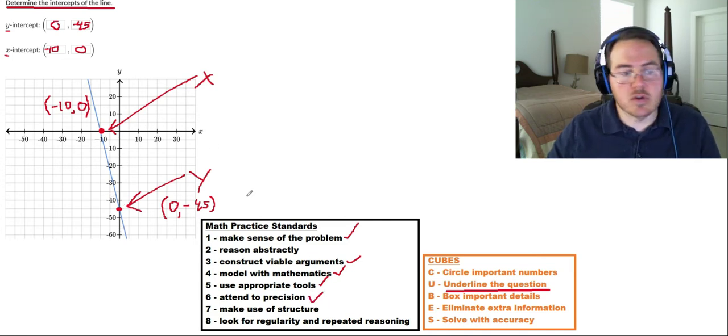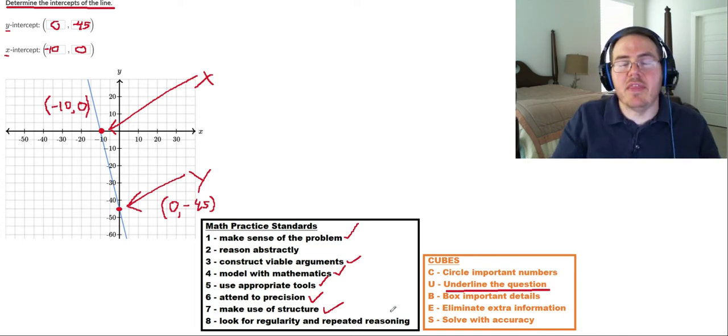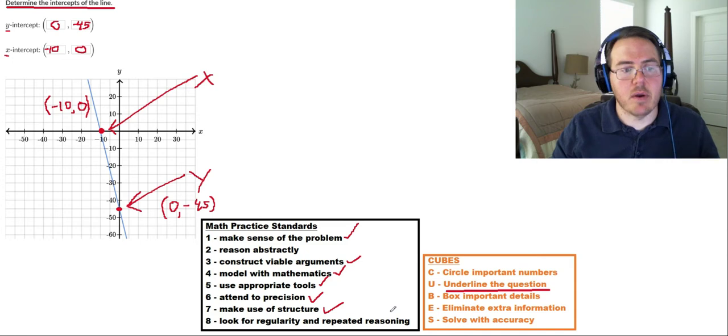Let's see, making use of the structure. In this case, that would be the scale of the graph. When I said each line must be 5, that's making use of the structure of the graph. I guess on the next problem, I'll be using repeated reasoning because I know how this one works, so I bet it'll help me on the next problem. Okay, so let's try the next problem.